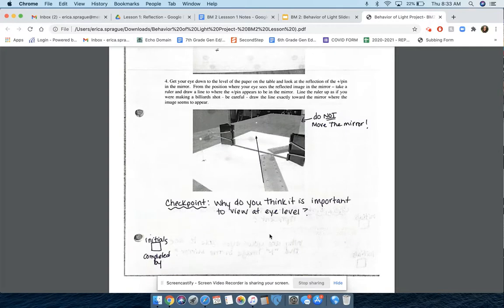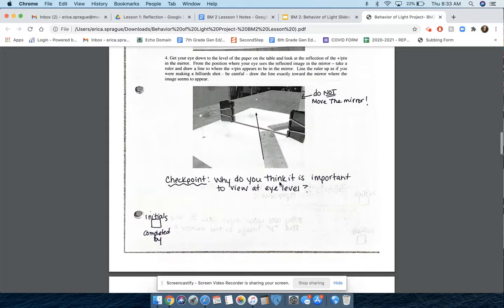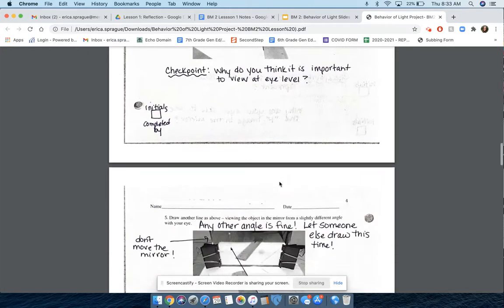Make sure that you are down at eye level before you position your ruler. You're using your ruler as a pointing device to point to where you see the image in the mirror. You need to do this off to the opposite side. So if your plus sign's over here, you need to point your ruler off to the side. Make sure you view it at eye level and discuss why this is important.